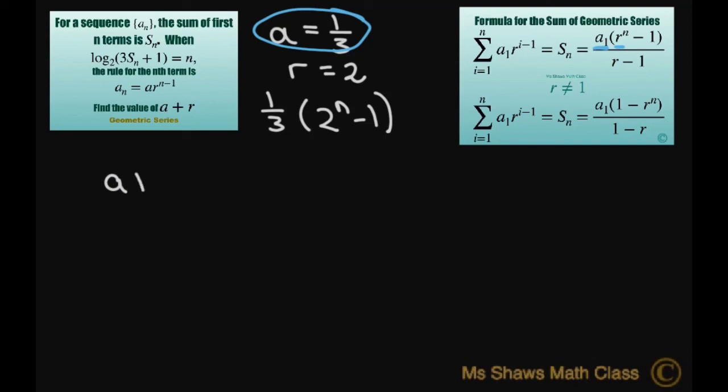You get a plus r equals 1/3 plus 2. And this is going to be 1/3 plus 6/3, which equals 7/3.